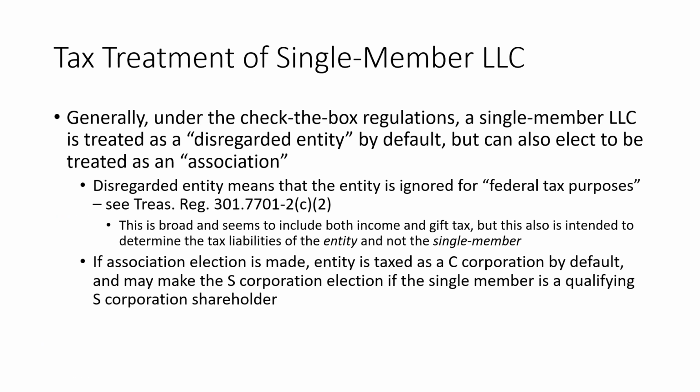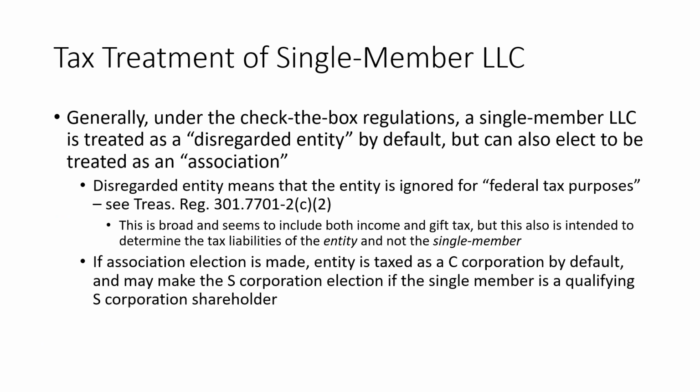Generally, if you have a single-member LLC, there are check-the-box regulations that a lot of practitioners are aware of, which by default treat a single-member LLC as a disregarded entity. However, a single-member LLC could also elect to be treated as an association for tax purposes. That's outside of the scope of today's discussion, but what that means is that if that election is made, the LLC would be by default a C corporation, and the single member could then also make an S corporation election if that single member is a qualifying S corporation shareholder.